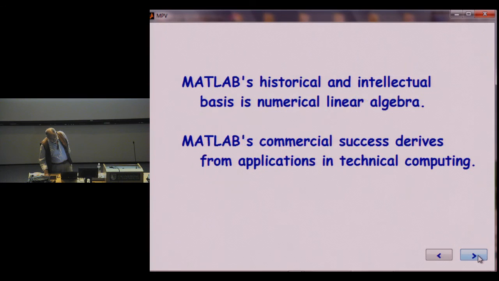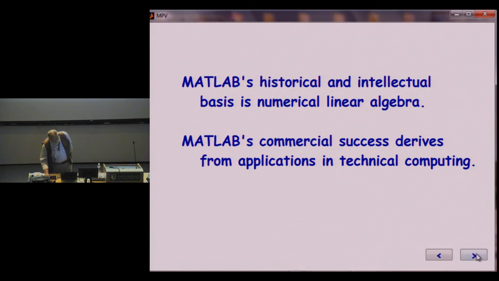So MATLAB's historical and intellectual basis is the numerical linear algebra where I got started, but its commercial success derives from its applications in technical computing, in many of the kinds of things that most of you, I think, are interested in here because I'm visiting an engineering school. And let me tell you about a few of those.